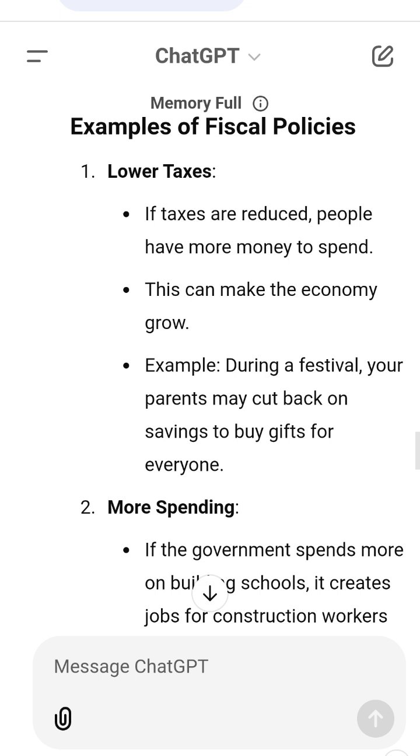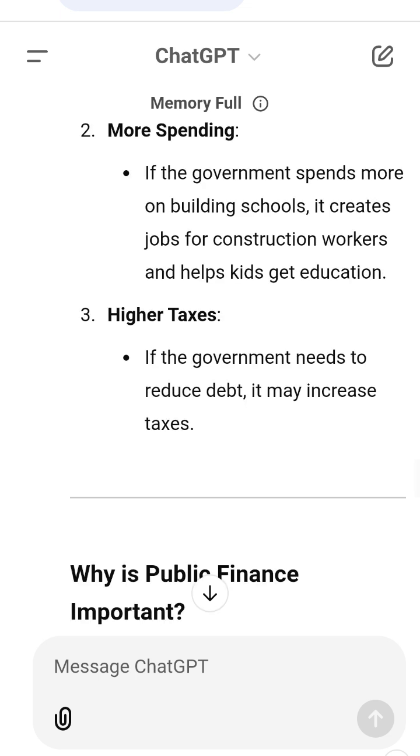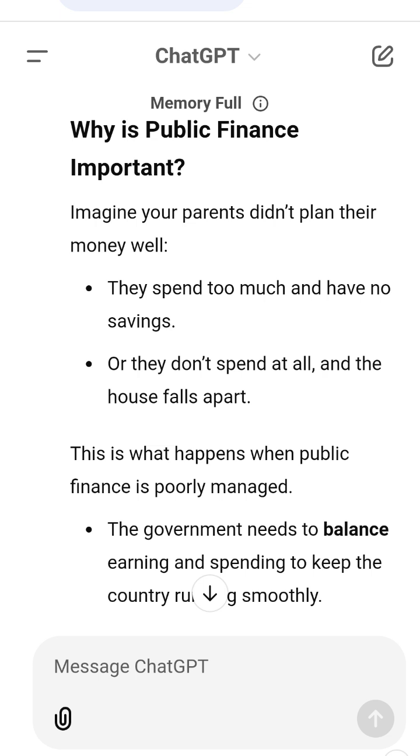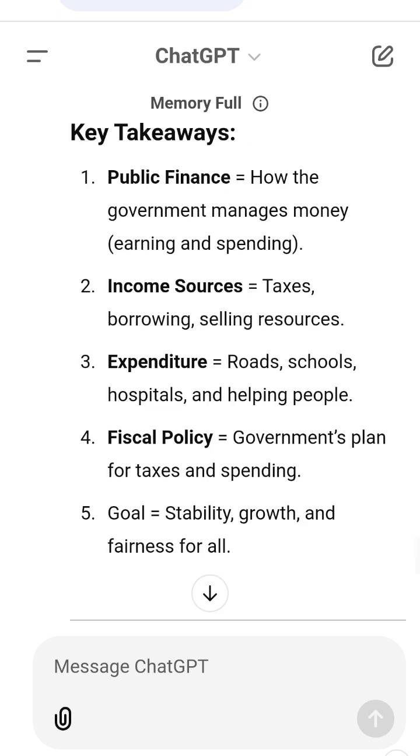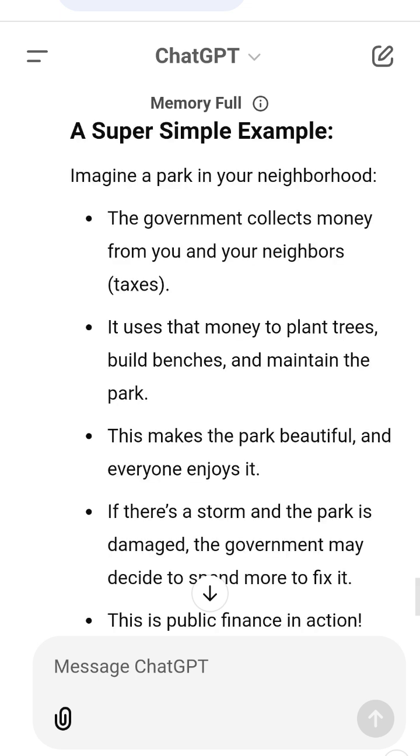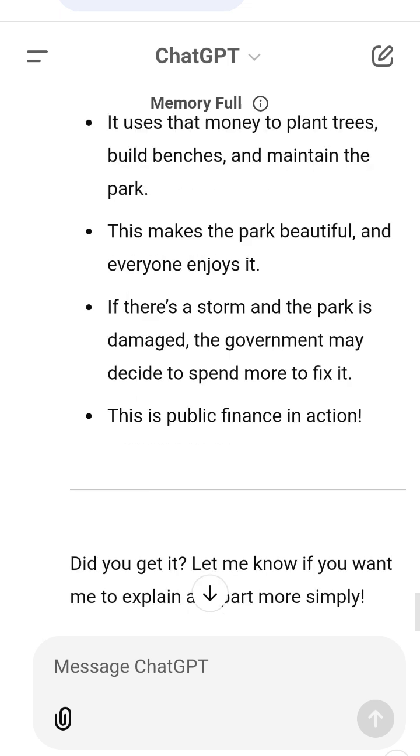A super simple example. Imagine a park in your neighborhood. The government collects money from you and your neighbors, taxes. It uses that money to plant trees, build benches and maintain the park. This makes the park beautiful and everyone enjoys it. If there's a storm and the park is damaged, the government may decide to spend more to fix it. This is public finance in action. Did you get it? Let me know if you want me to explain it more simply.